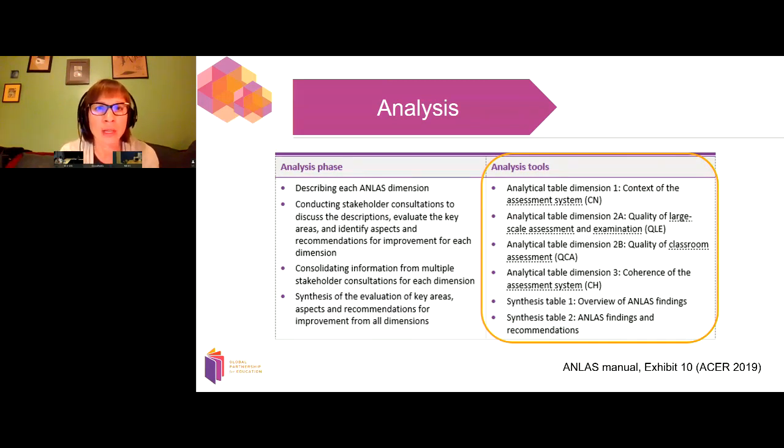So these include analytical tables for each dimension, which is one for context of the assessment system, then two different tables for the quality dimensions, one for quality of large-scale assessment and examination, and another one for the quality of classroom assessment, and then also an analytical table for dimension 3, the coherence of the assessment system. Synthesis tables are also provided to support the synthesis of the findings. Next, please.